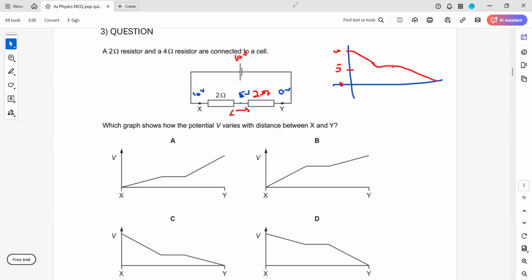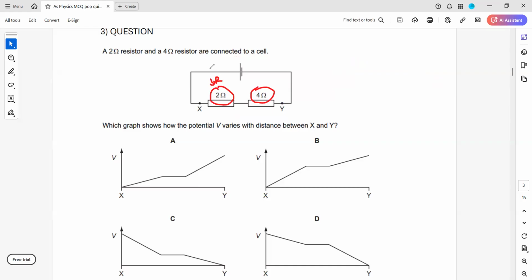But because the two resistors had different resistances, the one with low resistance has less voltage drop, and the one with high resistance has more voltage drop. So when the charges move through a circuit, they always start with a high potential, and as they move through the components, they lose energy, so the potential will decrease. Is it clear? Question 3.